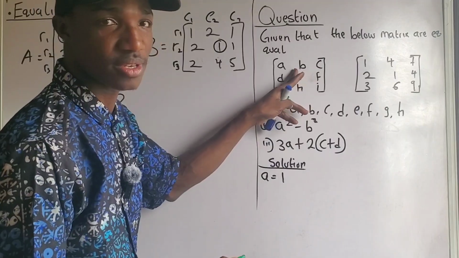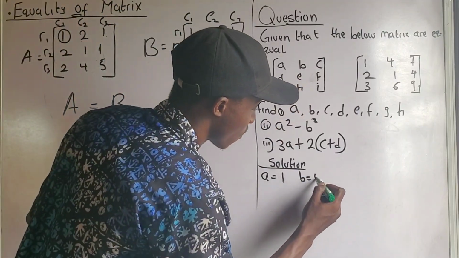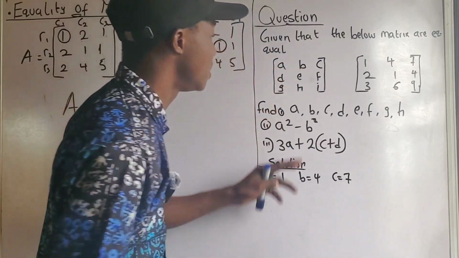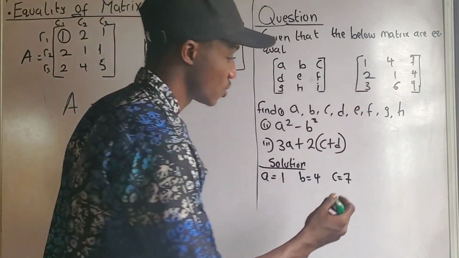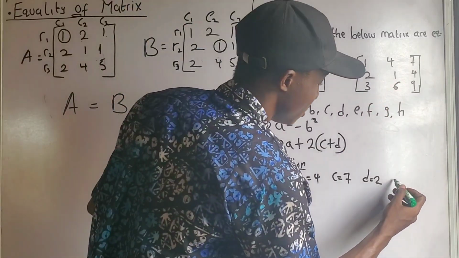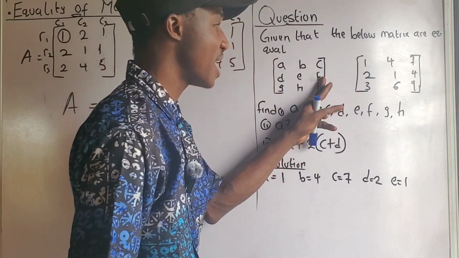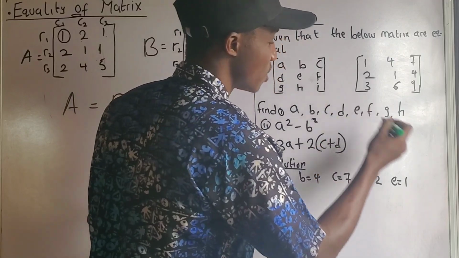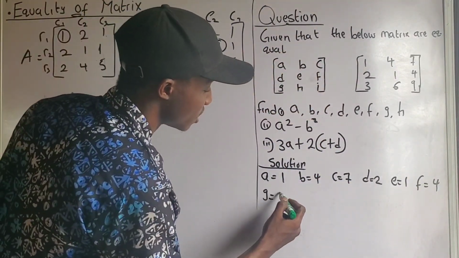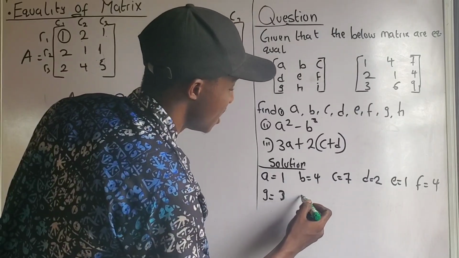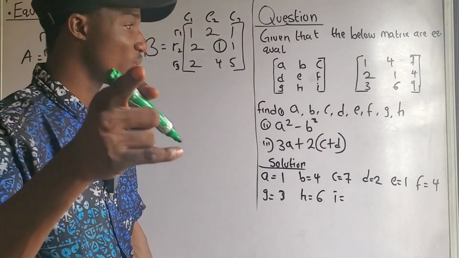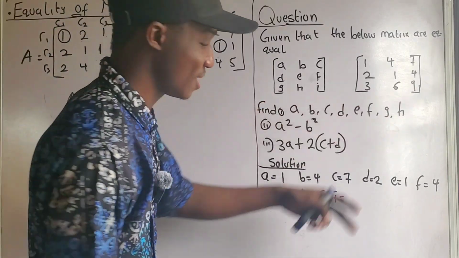What of the value of B? The value of B will be 4. The value of C will be 7. The value of D will be 2. So D equals 2. The value of E will be 1. E equals 1. F will be 4. F equals 4. G equals 3. And H equals what? 6. What will be the value of I? The value of I will be 9. Do you understand it now? So that is it.